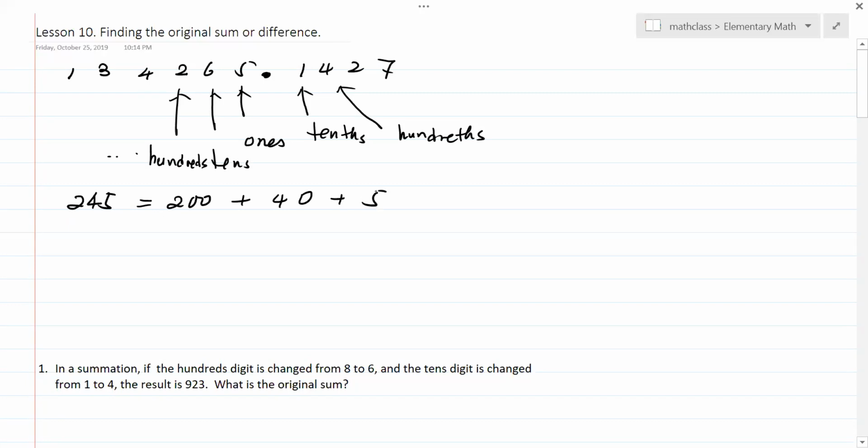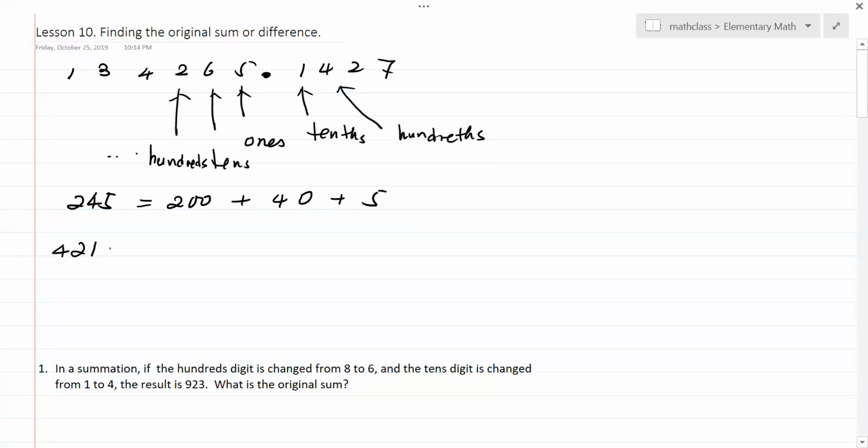So if you change the hundreds digit, you change not just one number, you change the hundreds. If it goes from 2 to 3, then you increase the number by 100. So we can decompose a 3-digit number in this form. If the hundreds digit changes from 2 to 5, then you increase the number by 300.